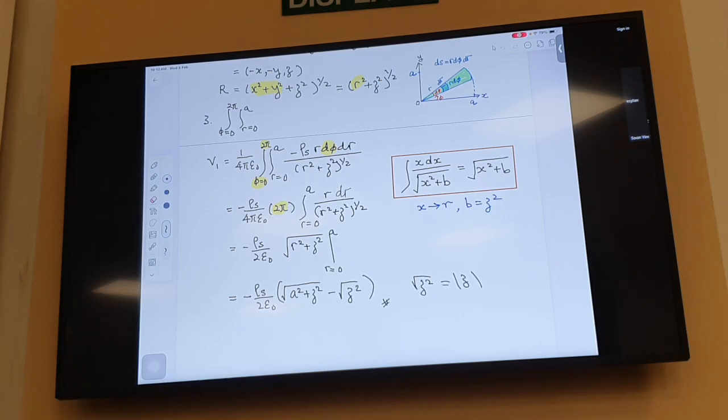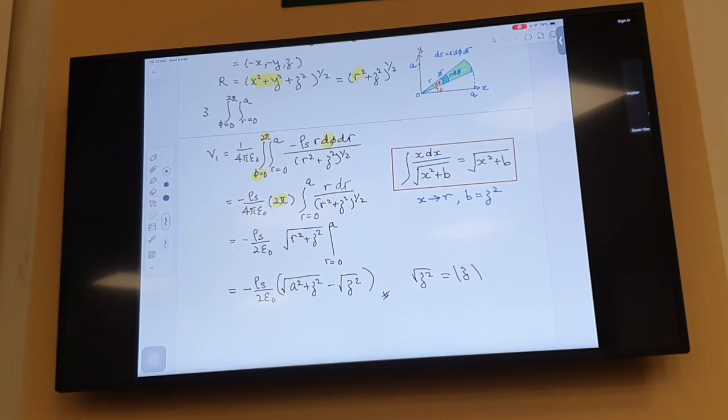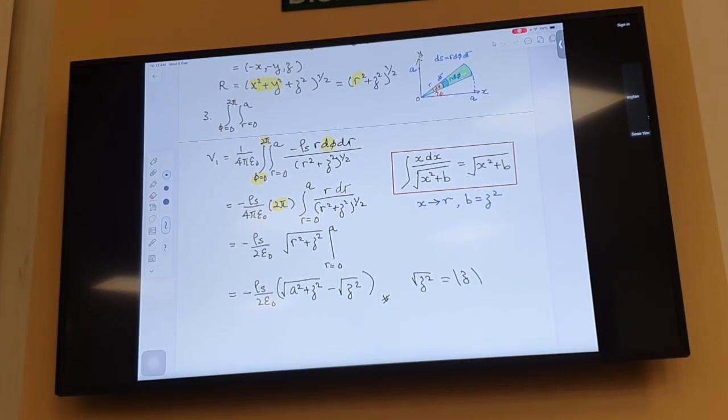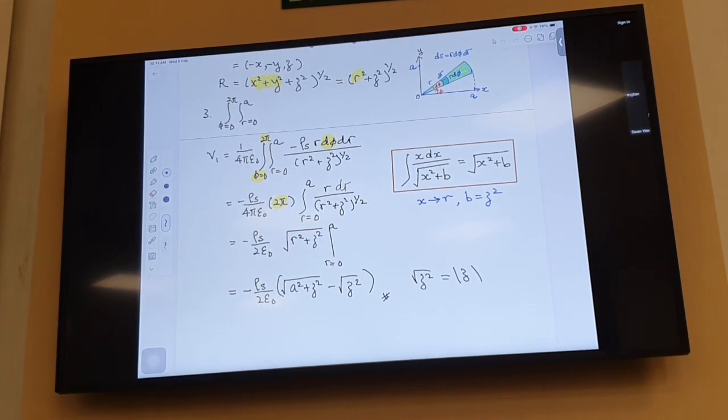Okay, now 1 over 4 pi epsilon, V1 refers to the bottom dish, and this is delta Q, minus rho S, R defined by R. Sorry. The distance R has been computed, square root of r squared plus z squared. So for this integral, first you integrate d phi because it is easier. There is no phi here, 0 to 2 pi means 2 pi.